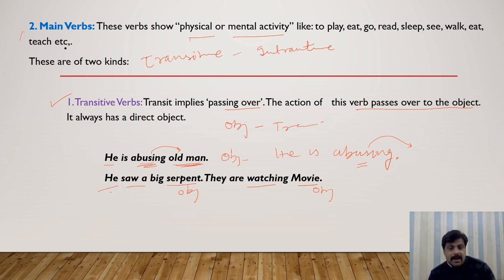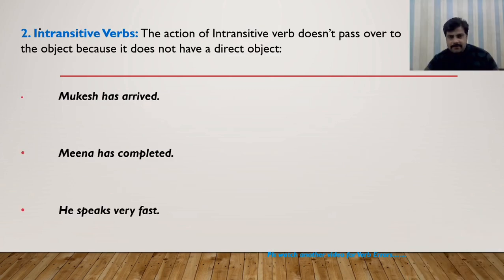अब ध्यान ये रखना है कि जो पैसिव वॉइस बनेगी वो ट्रांजिटिव वर्ब की ही बनेगी. Okay, so we should move to the another type of verb, and that is intransitive.